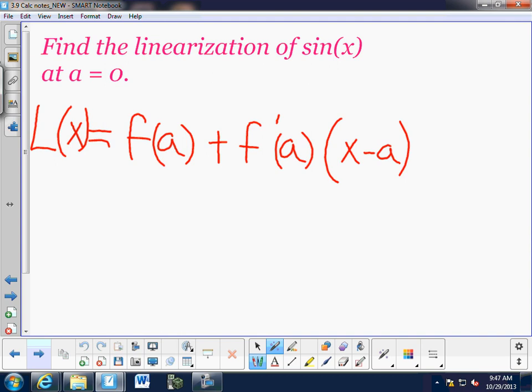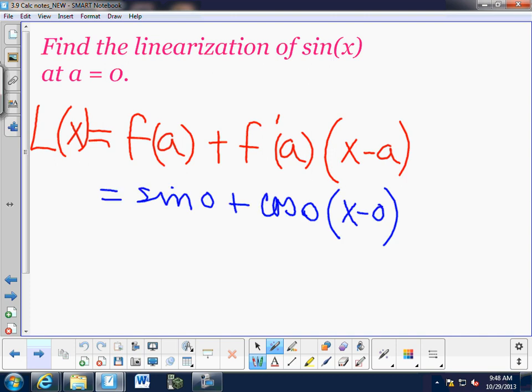So now we already know the answer to this problem. The linearization of sine of x at 0 is x. We already did that by intuitively looking at the graph of it. But let's use this equation to actually solve through the problem and show it. So the linearization of the sine of x at a equals 0. So f of a, f of 0, f prime of a, the derivative of the sine is the cosine, x minus 0. So sine of 0 is 0.